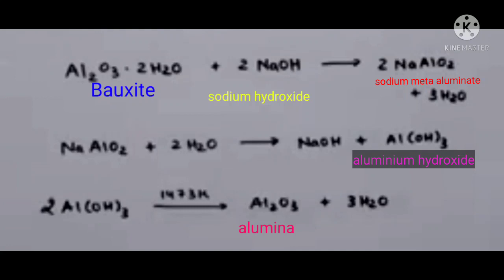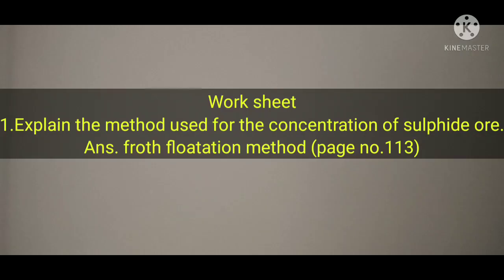Then we take the precipitate, filter it, wash it, dry it and heat it to nearly 1000 degrees Celsius, so that we get the pure ore, that is alumina, by removing all the impurities. So this method is called what? Leaching. Have you understood? Here is one important 5-mark question, and it can also be asked as a 7-mark question.